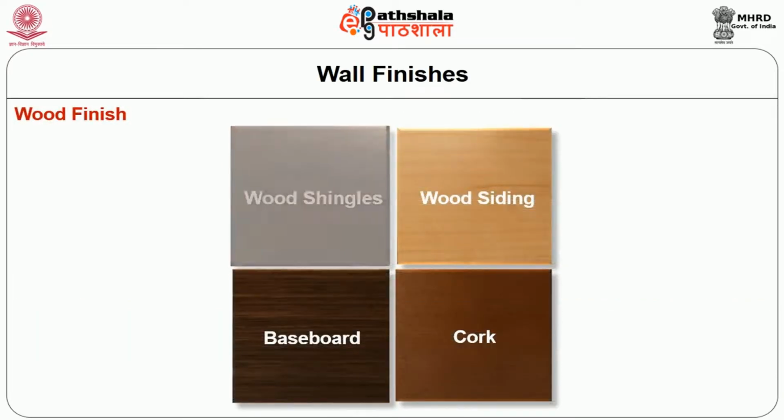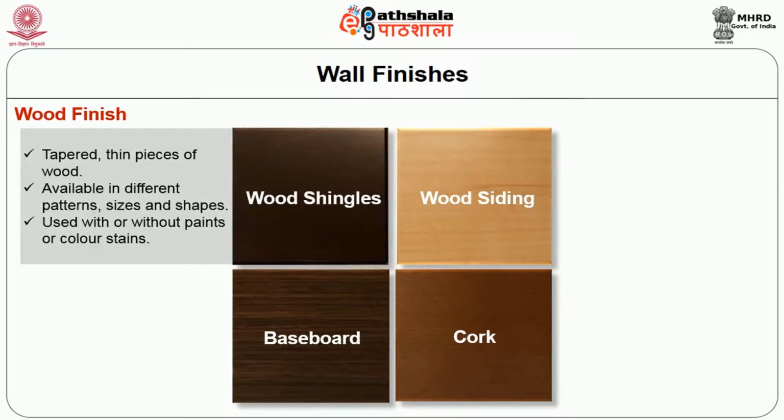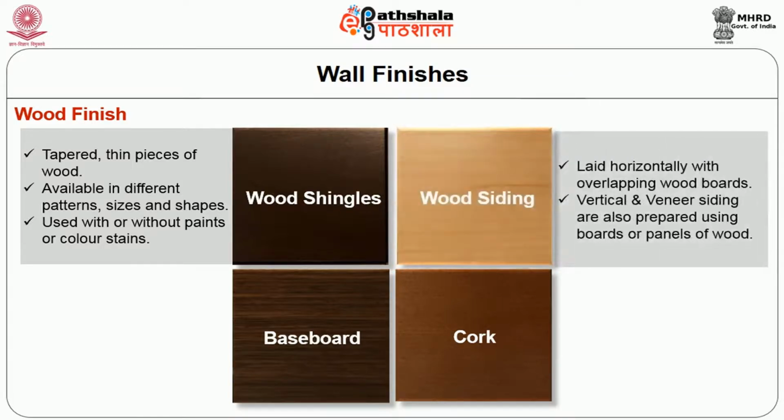Wood. Wood shingles are tapered, thin pieces of wood available in different patterns, sizes and shapes. The process of applying shingles or any type of wood finish over the surface is termed as siding. Wood siding are laid horizontally with overlapping wood boards. Vertical and veneer siding are also prepared using boards or panels of wood.